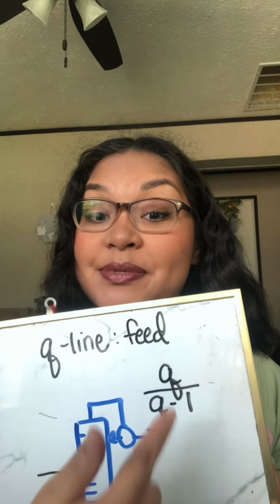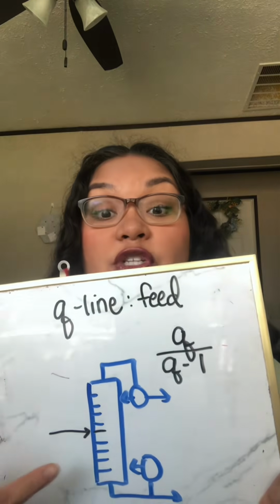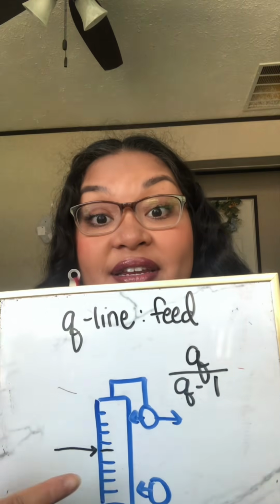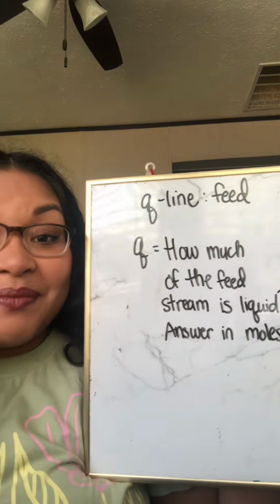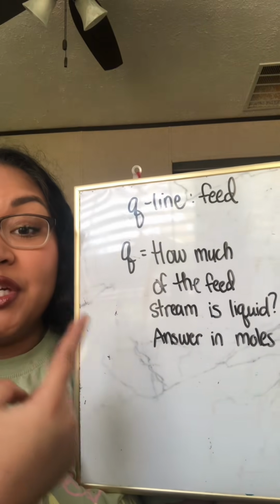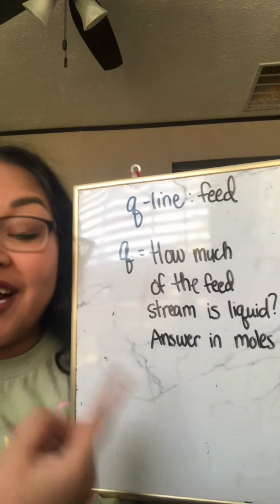And just like with the rectifying section's operating line, watch last week's video to find where the starting point of this line is. Because once we've drawn the steps, this Q line's position helps us to determine which step gets the feed. Q stands for the mole fraction of the feed that is liquid. In simpler English, Q answers the question, how much of the feed stream is actually liquid?